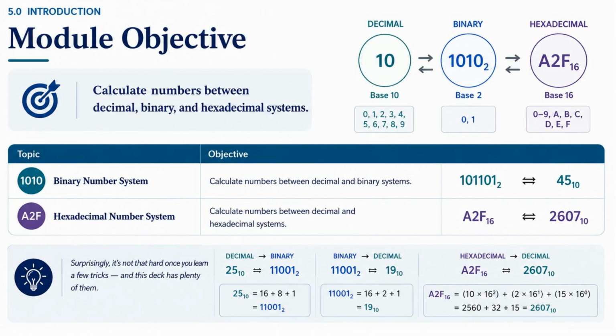Objective: convert numbers between decimal, binary, and hexadecimal. Two topics, shown on screen: binary number system and hexadecimal number system. Reassure students with the note on screen. It's genuinely not that hard once a few tricks click, and this deck is built around exactly those tricks.